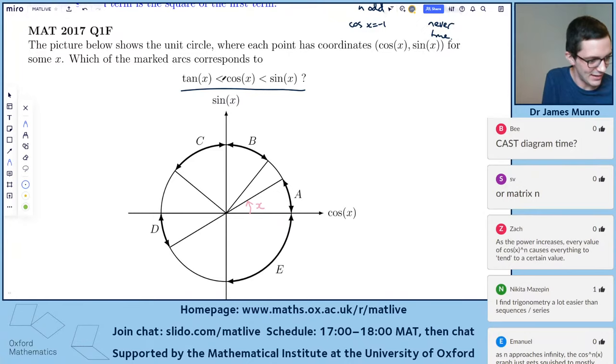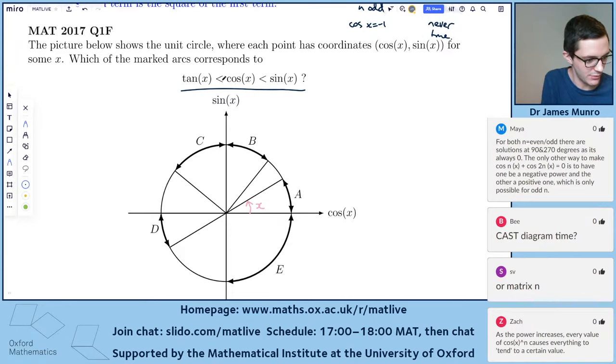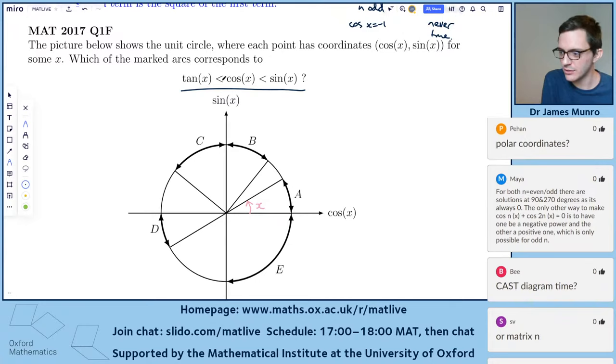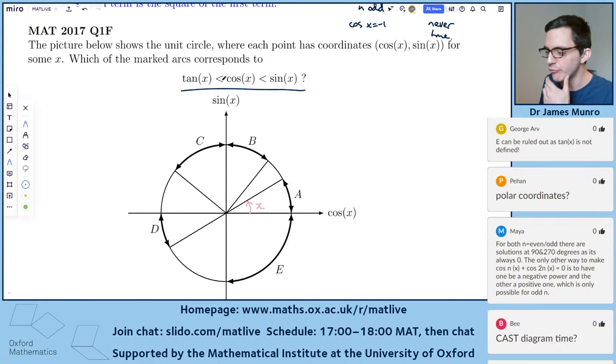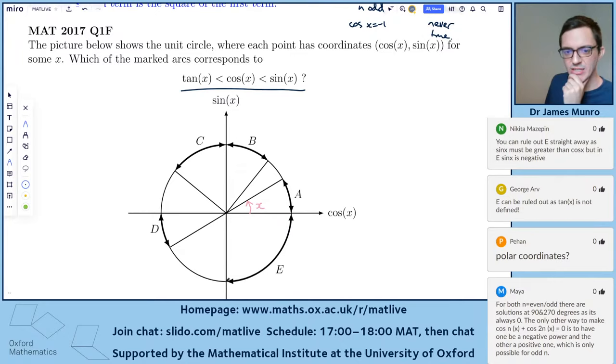Good. Okay. Yes, Maya's got a good description of the previous question as well. Yeah, they're a bit like polar coordinates. People want to rule out E. Why do people want to rule out E? E contains 270 over here. Tan is really negative, then really positive just beyond 270. So I agree, not E, because round here tan is huge, and if it's huge, it's not going to be smaller than these things. It's going to be an absolutely massive number.